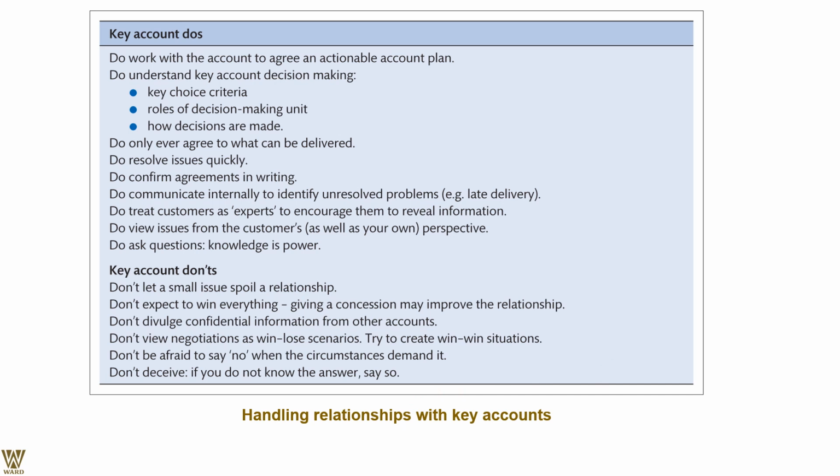What are the things that you should never do or should always avoid? Don't let a small issue spoil a relationship. Bigger items should not get in the way. Don't expect to win everything. Give concessions; this will eventually help you build the relationship. Don't divulge confidential information from other accounts. Obviously, every account is sacrosanct in a way, so every vendor is sacrosanct. You should never divulge any details that put the other one in a precarious position.